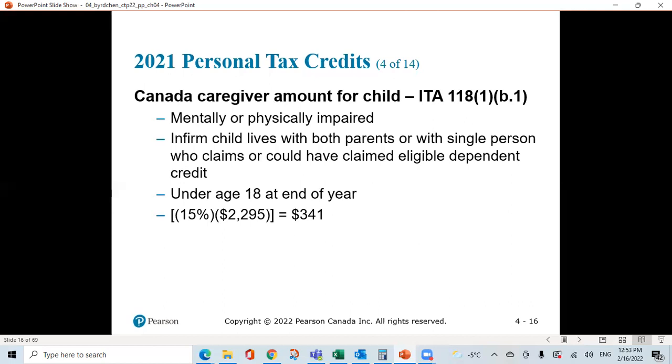Caregiver amount for a child who is mentally or physically impaired. The infirm child lives with both parents or with a single person who claims or could have claimed the eligible dependent credit. Of course, the child is under age 18 at the end of the year. We simply use 15% times the base credit amount, $2,295. So that is the caregiver base amount, $2,295. So the credit will be $341 that you can claim for the caregiver amount. Just make sure that you're eligible to claim, right?